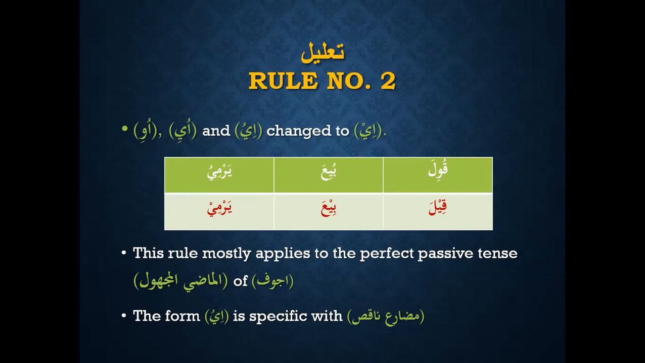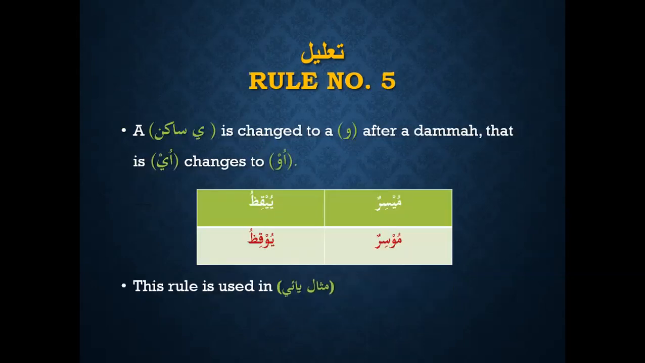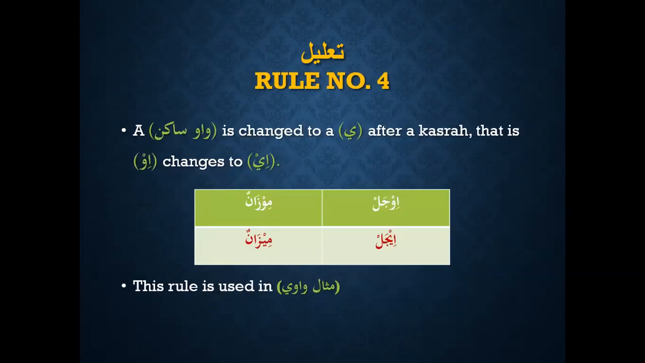And likewise, eu, that construction would also be changed into e. So uwi becomes qila, buji'a becomes bi'a, yarmiyu becomes eu, becomes e as well. So yarmi. And then if there was a kasra before waw with fatha, so radiwa, you change it into radiya because kasra goes with ya. Radiwa, du'iwa becomes du'iya. And then if there was waw with kasra before it, you change it into ya. Ifjal becomes ijal. Mifzan becomes mizan.